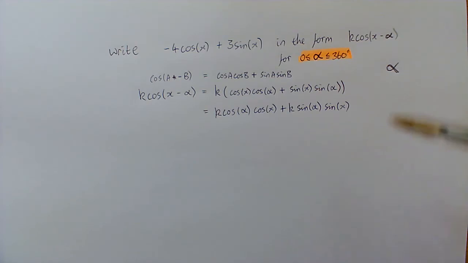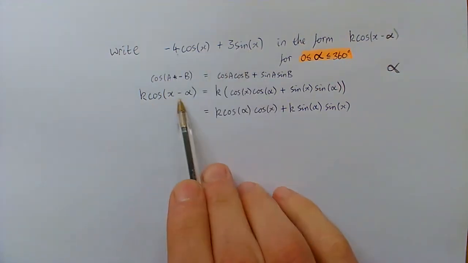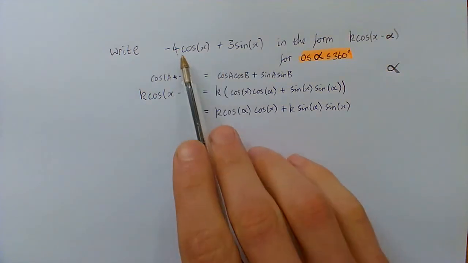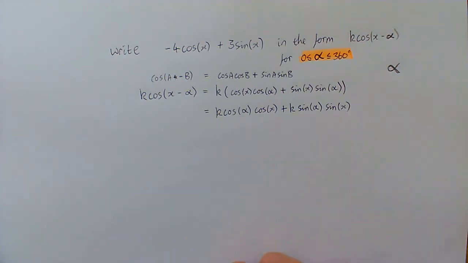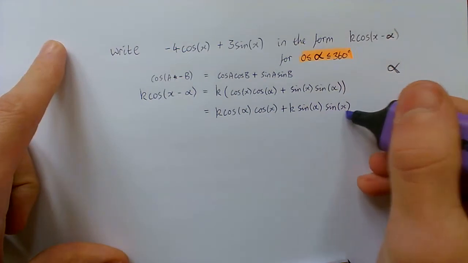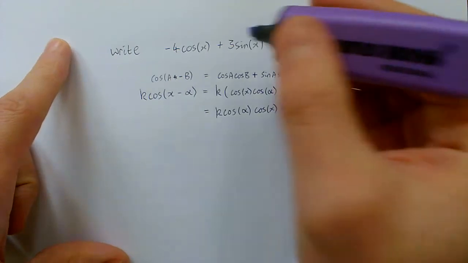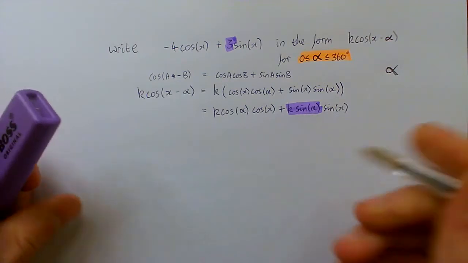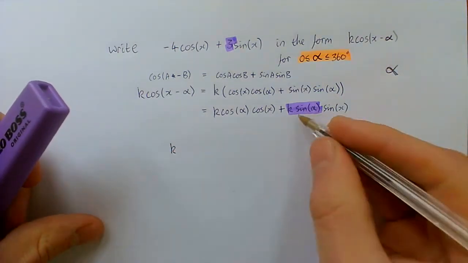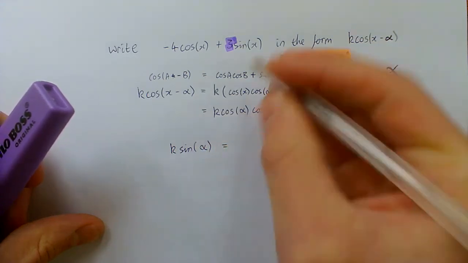Now, this is really important because somehow we've got to write this thing in this form. Well, our stepping stone to doing it is writing this thing in this form, and noticing here what matches up. Well, here's our sine x. So the thing in front of the sine x there must match the thing in front of the sine x there. So from the purple bit, we have that k sine alpha is equal to 3.